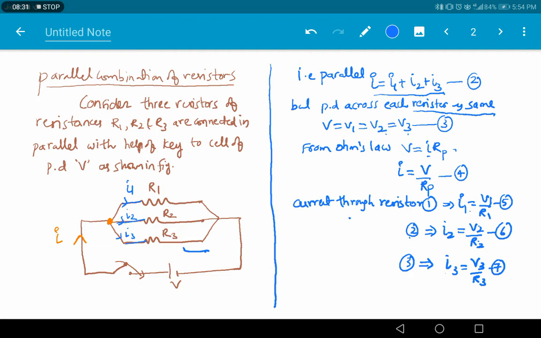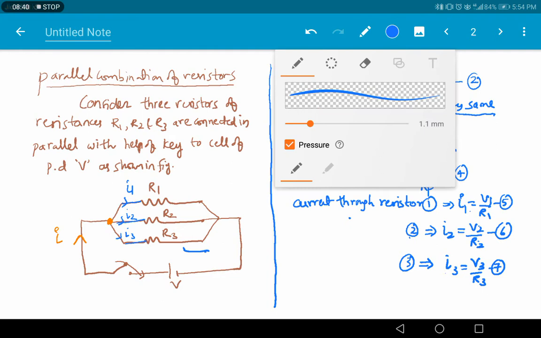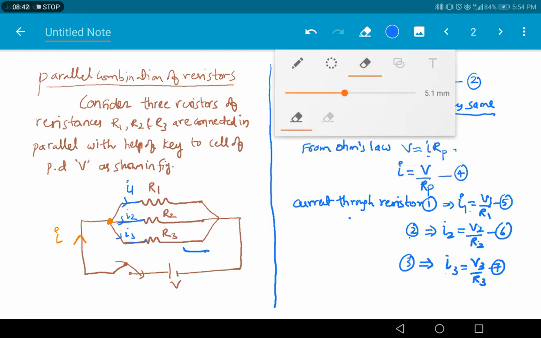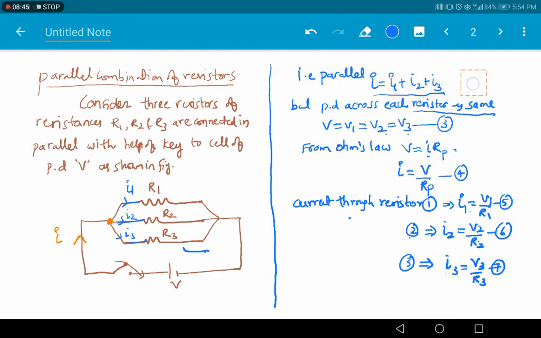In the next step we are substituting equation number 3, 4, 5 and 6 in equation number 1. Here you make the correction: this is equation number 1.